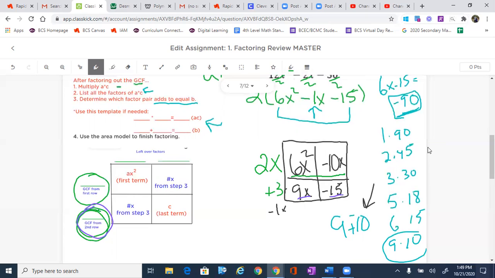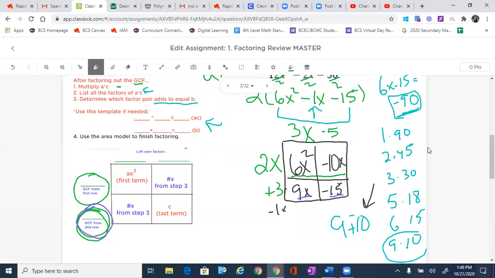So for example, I know that 6x squared and 9x, they both have an x, and they're both divisible by 3. Okay, and then I have negative 10 and negative 15. Both of them are divisible by negative 5. Okay, but I'm not going to put an x because there's no x on that negative 15. So that's one way we can do it.